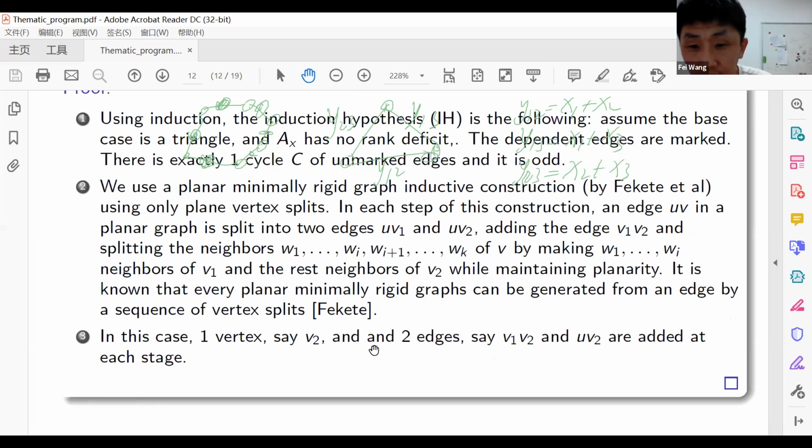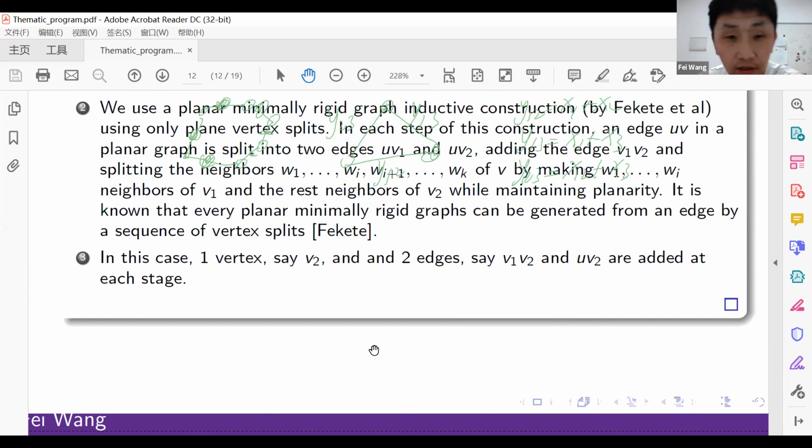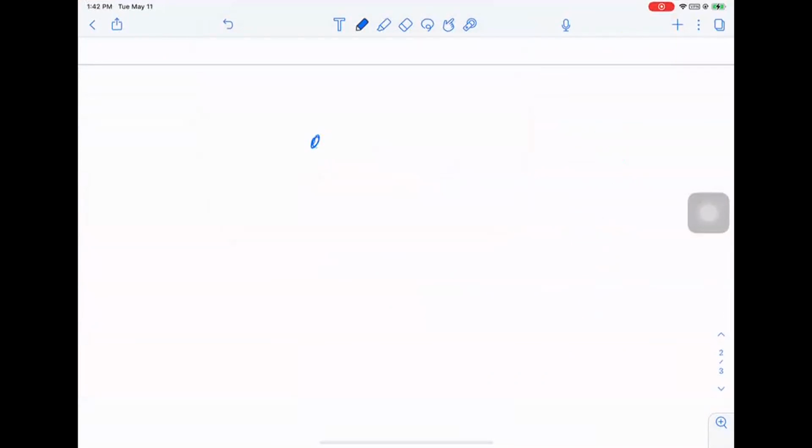Yeah. And then each, so let's draw a graph. Let's use a picture to show the idea of the proof. We can't see your picture. Yeah, I'm just sharing my screen. So okay. So let's start from a triangle, right?